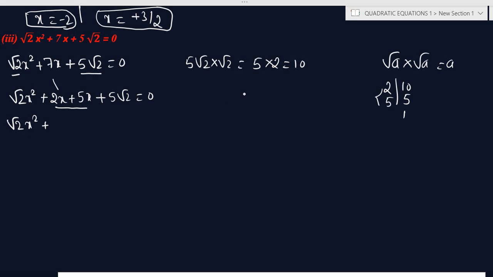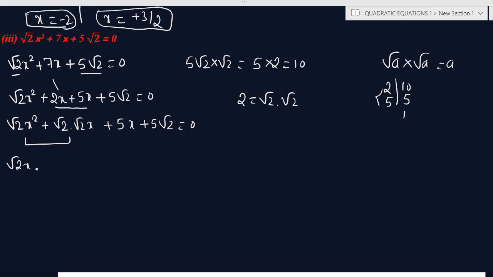See here what I do, √2x². This 2 can be written as √2 into √2. I am going to write it as √2 into √2x + 5x + 5√2 = 0. Here what I take common? √2x I'll take common. What remains here? x plus √2, common, plus here I'll take 5 common. What remains here? x plus √2 is equal to 0.